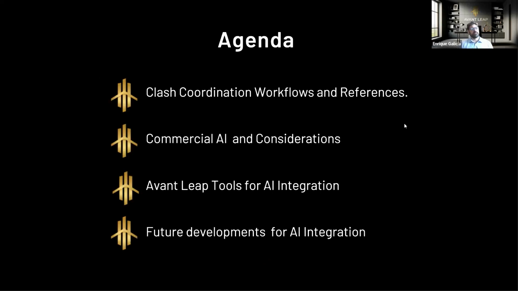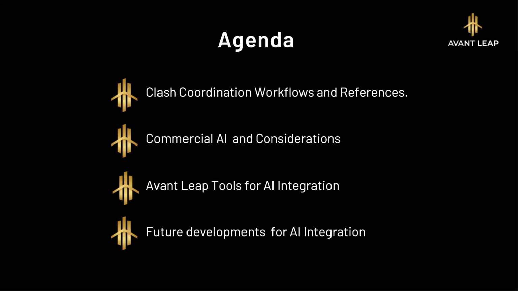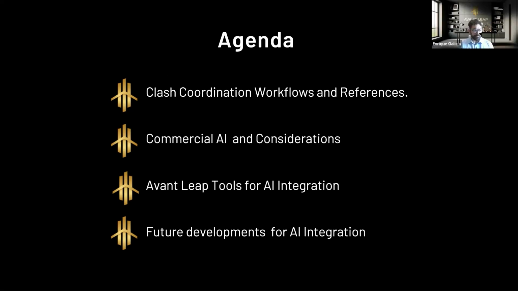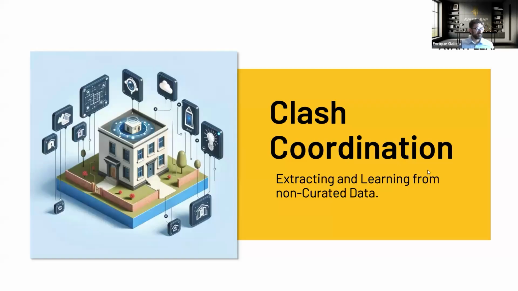So the agenda: first we're going to start with clash coordination workflows and some references, how that workflow works out of the box, and how it gets better. Then we will go with some commercial AI and considerations. Then we're going to review Leap tools for AI integration, how we're grasping all those management elements so that they get integrated into AI, and as well future developments for AI integration.